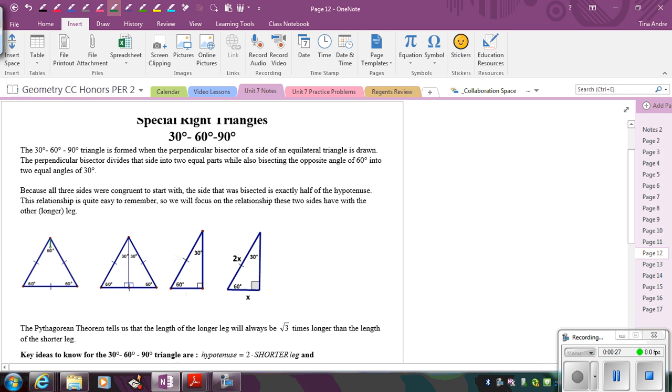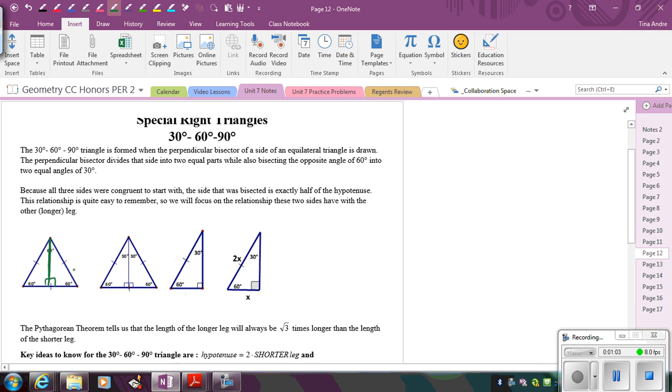going from the vertex to the opposite side, if you draw that in, that serves as the altitude, angle bisector, perpendicular bisector, which means that it's going to divide that 60-degree angle into two equal parts, so 30 and 30. It's also going to divide this side in half. So this side right here will always be half of one of the equal sides of this equilateral triangle. So that's where the 30, 60, 90 triangle comes from.